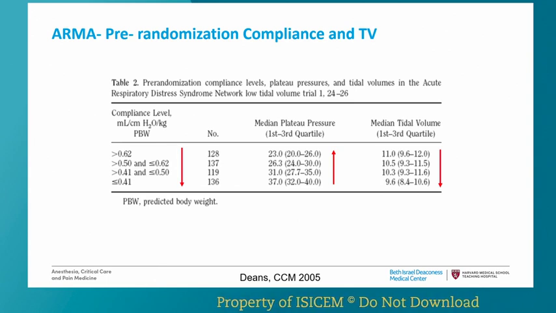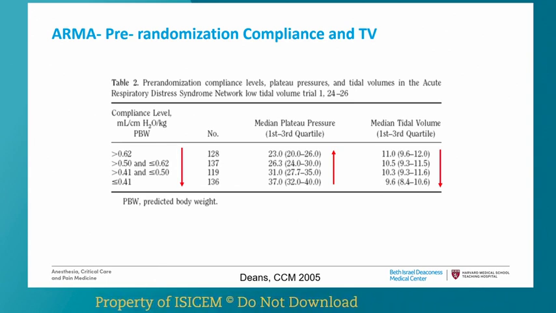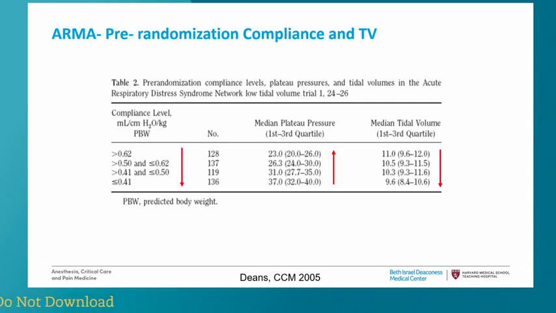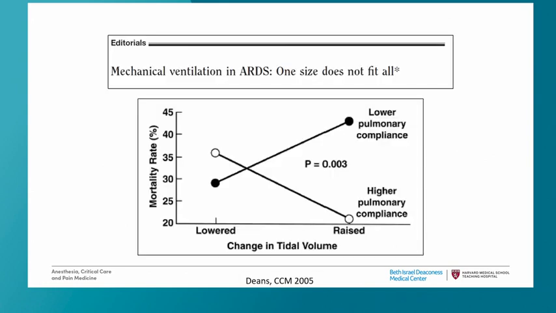So it seems that the tidal volumes pre-randomization weren't actually random. Providers were giving higher tidal volume ventilation to patients who were not sick. And that would indicate that those patients actually received safe ventilation. Their plateau pressures were relatively low. And what happened when those patients were randomized?